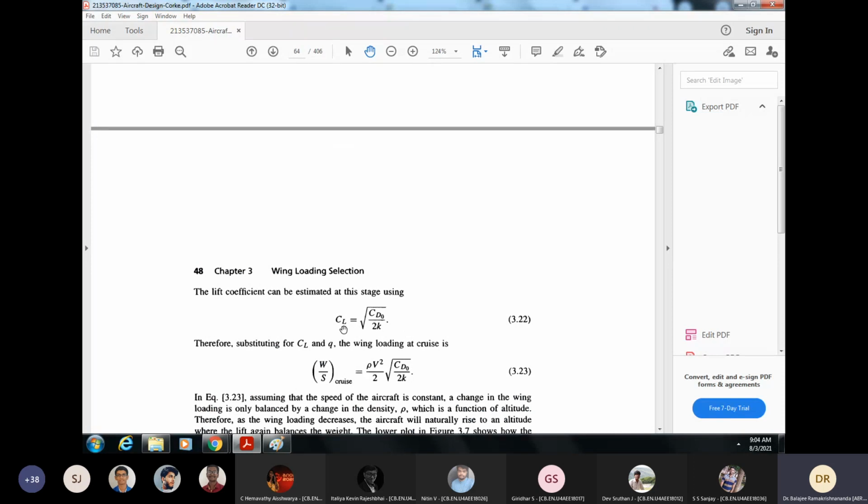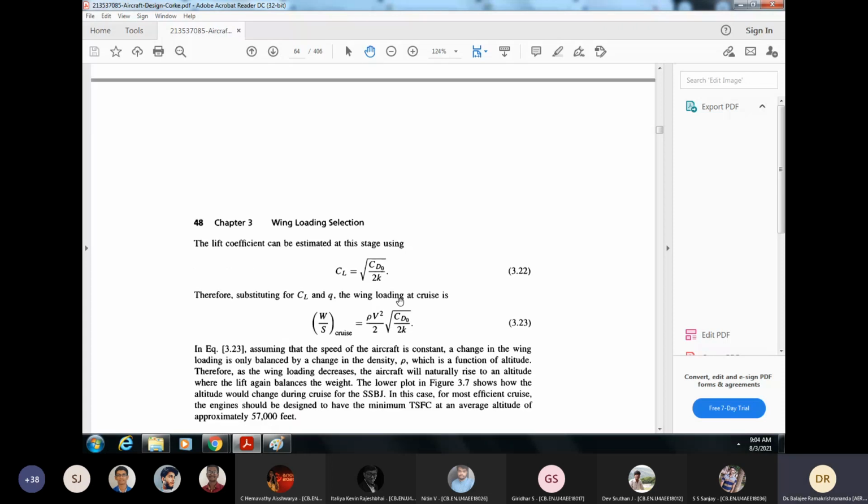You can estimate that it is cruising at root 3 C naught by K, or you might have done some 0.94 L by D max earlier in the weight estimation. You take that as the CL for cruise if you don't know C naught and K at this point. Instead of this CL value, you put the CL cruise you assumed earlier, 0.94 into L by D max. Okay. And then what is the aim here? To determine W by S at cruise. You just determine like this.